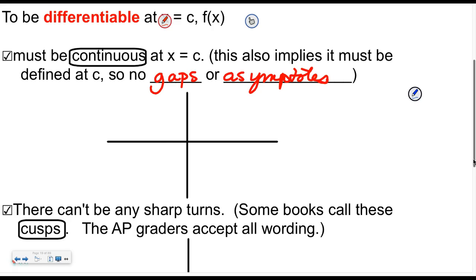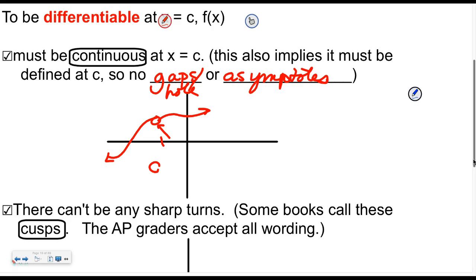So what I'm telling you is if c is right here, and we've got a gap or a hole in the graph, anything that disrupts continuity, I cannot take the derivative right there. I'm not even defined there. If there was a gap there, I couldn't do it. If there was an asymptote there, I couldn't do it. So a function must be continuous.